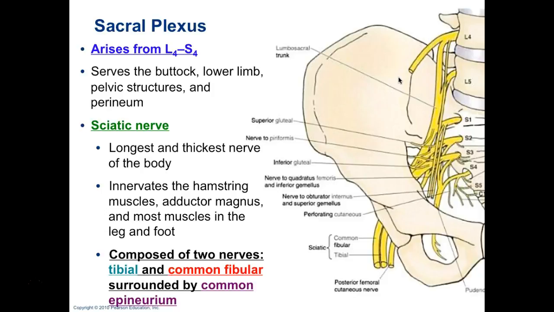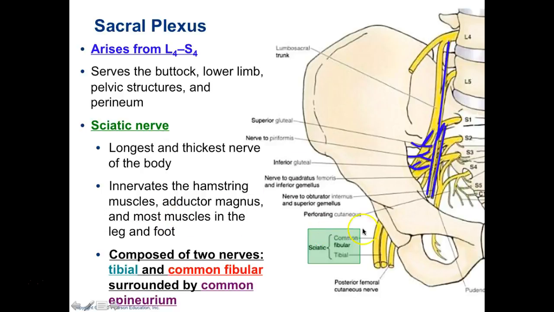And then lastly, we have your sacral plexus, and this comes from L4 to S4, and this will supply basically all of our lower limb, as well as our pelvic and buttock structures and the perineum. The major nerve I want you to know here is the sciatic nerve, and this is going to be the longest and thickest nerve of the body. It'll innervate the hamstring muscles, part of adductor magnus, that extensor part, if you remember that from our muscular lecture, and also most of the muscles of the leg and foot.